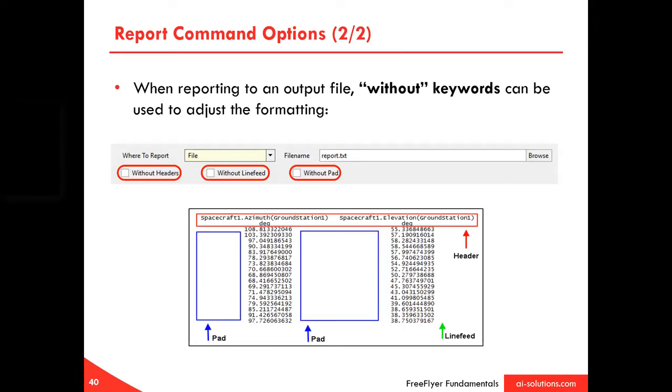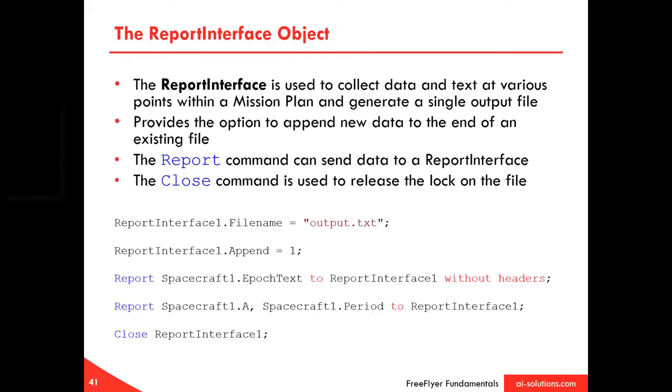By default, FreeFlyer will include the header, line feeds, and the pad to keep the columns aligned. You can also turn off those formatting features through the report command by using the keywords without headers, without line feed, and without pad. I also want to mention the FreeFlyer report interface object.